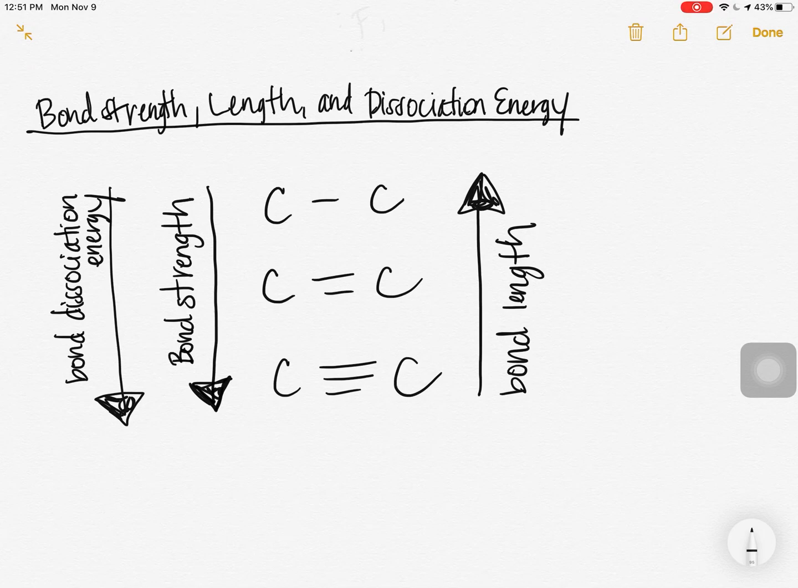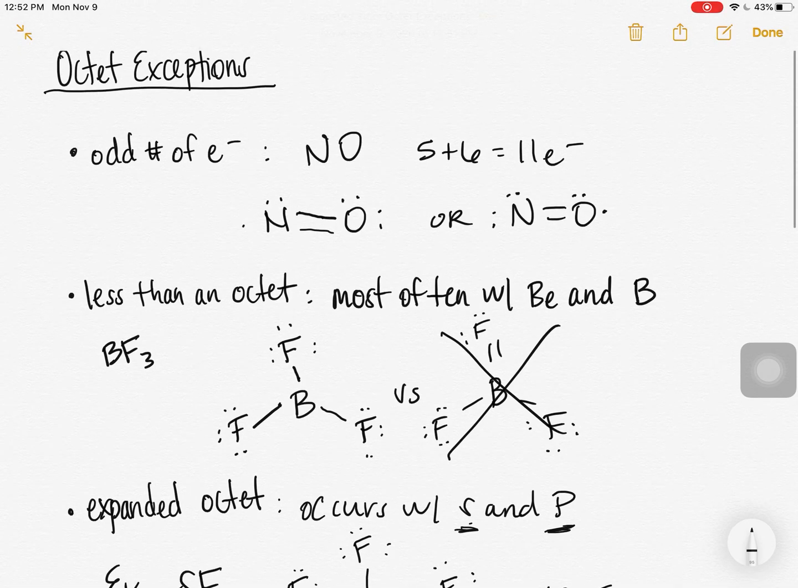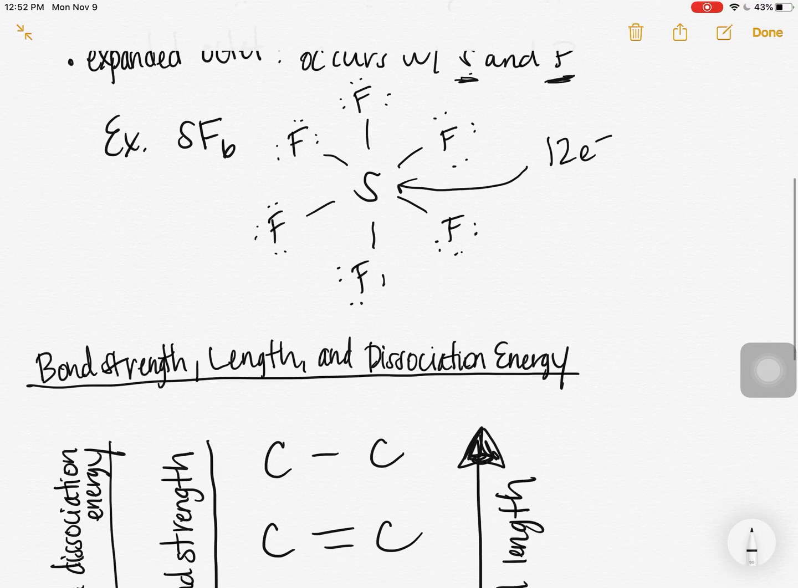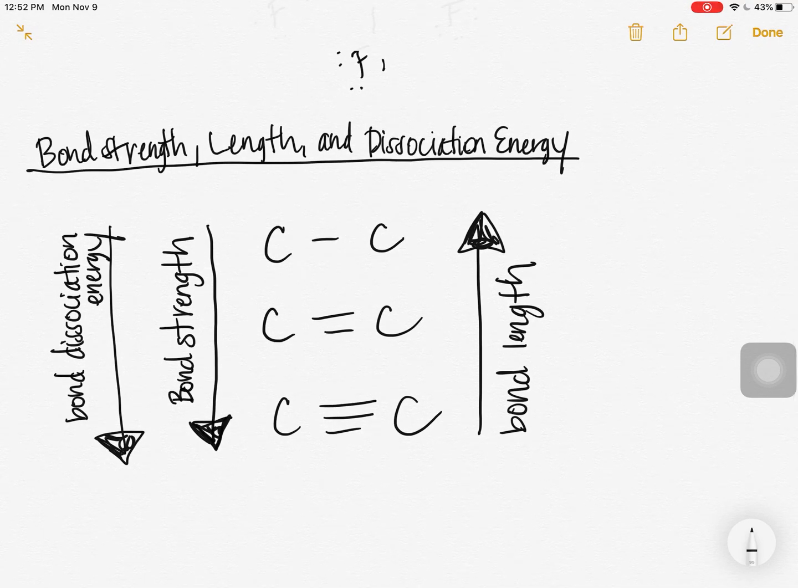That's because a triple bond has 6 electrons pulling the atoms closer together, so it has a shorter distance between those atoms, versus something like a single bond that's only attracted by 2. So that's a very short discussion of octet exceptions. Again, keep in mind that while most of the time the octet rule is followed, it's not always. It can be broken by having an odd number of electrons, less than an octet with things like beryllium and boron, and more than an octet with things like sulfur and phosphorus. And then keep in mind these 3 trends and how bond strength, length, and dissociation energy relate.